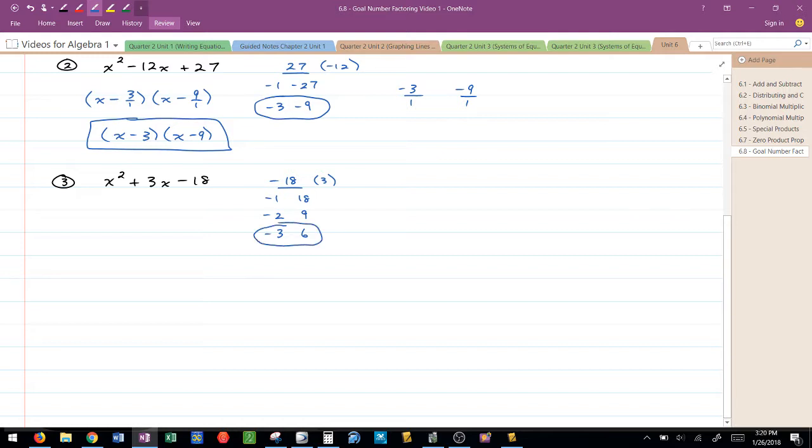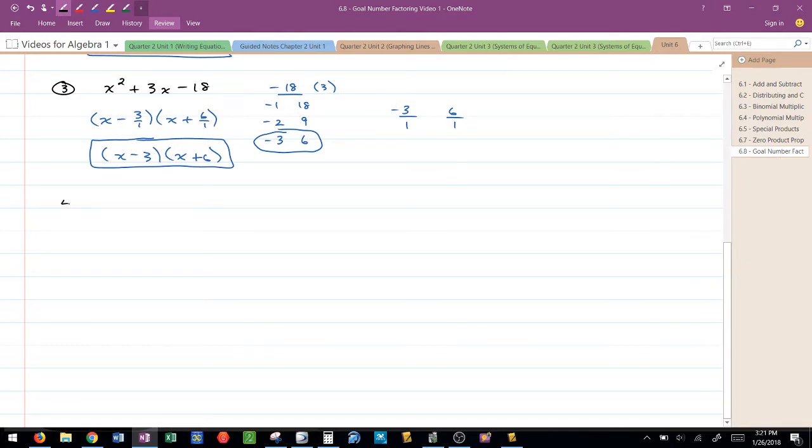That's this combination. When I check this, now I'm going to have a factor of negative 3 divided by a is negative 3 over 1, and 6 divided by a is 6 over 1. So this will be x minus 3 over 1 and x plus 6 over 1, which simplifies to x minus 3 times x plus 6. And this is the only factorization that will work.